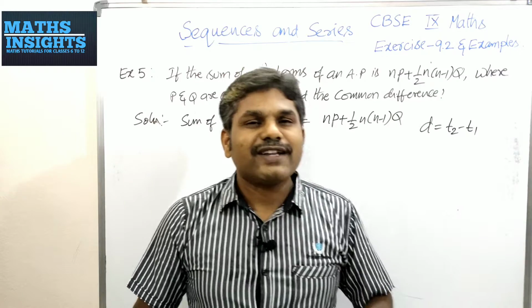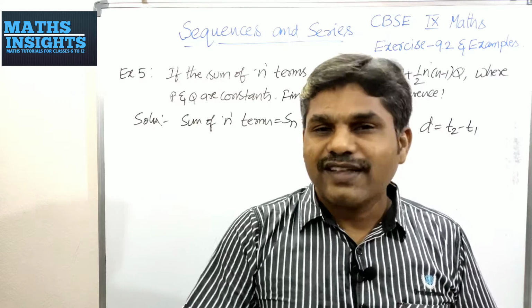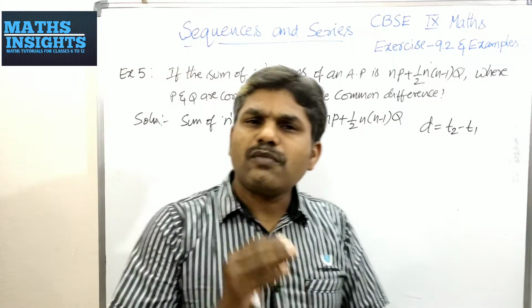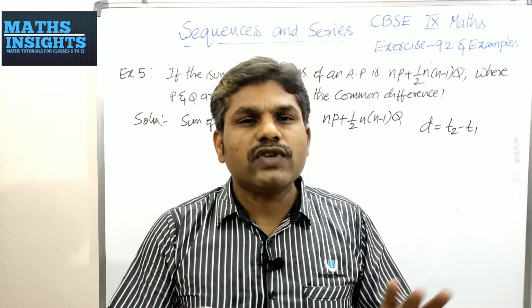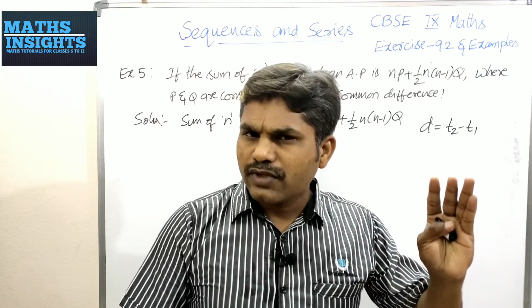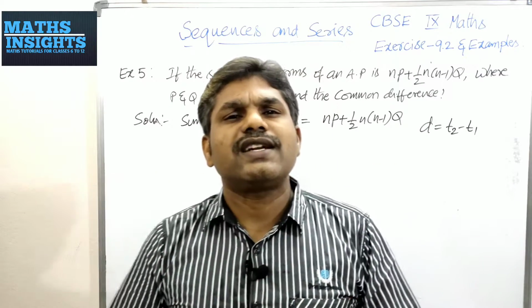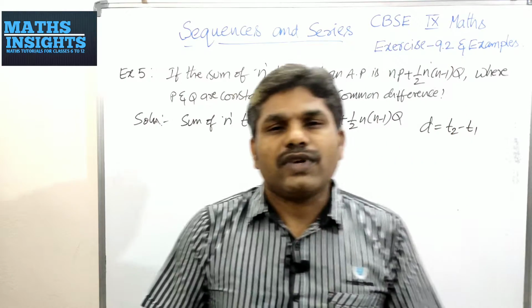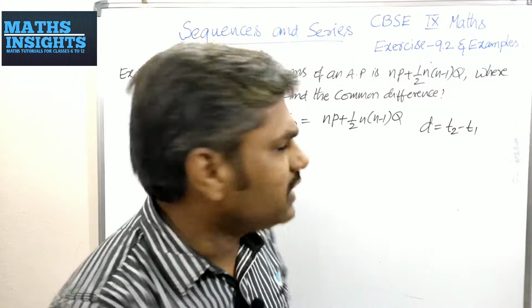Sum of the first one term is nothing but the first term itself. You are adding only one term, which means that is the first term. And if you find the sum of the first two terms, by substituting n equals 2, you will get the sum of the first two terms. You know the first term, so if you subtract the first term from the resultant sum, you will get the second term. After getting the first term and second term, you will find the value of D.